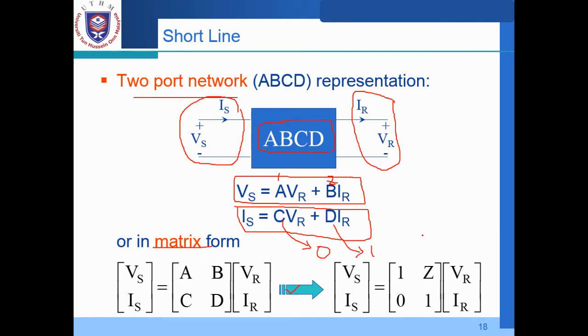Okay, so this is after we rearrange, so we can understand that A equals 1. What about B? B equals Z. C equals 0. And D equals 1. And replacing all of A, B, C, D, we can have the new elements of the matrix form where A is 1, B is Z, C is 0, and D is 1.